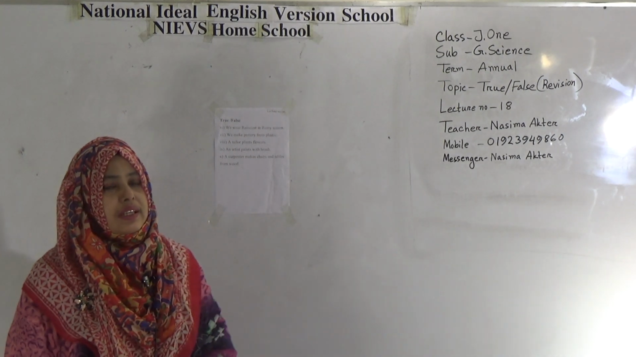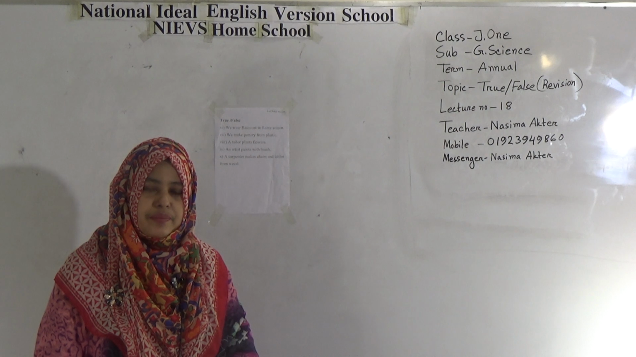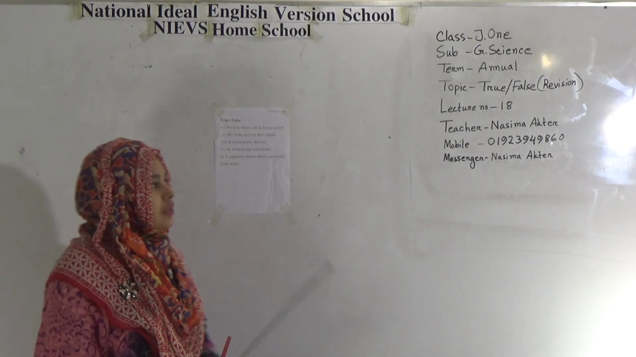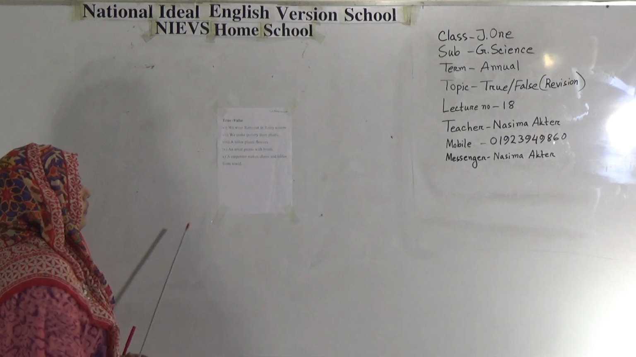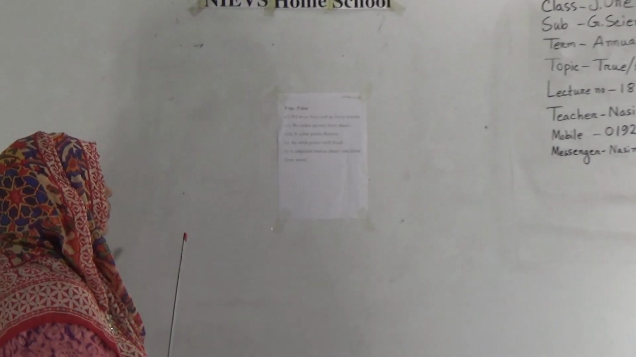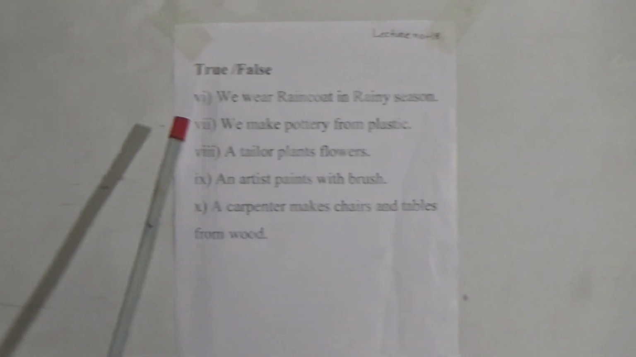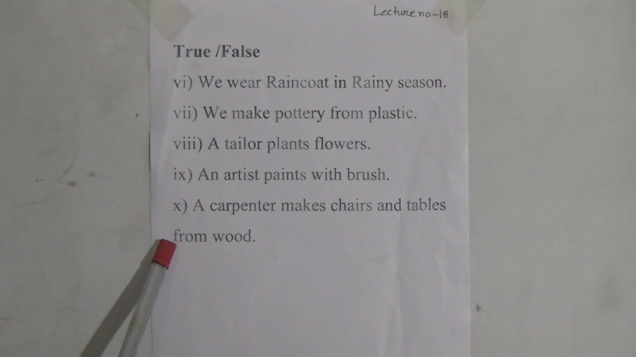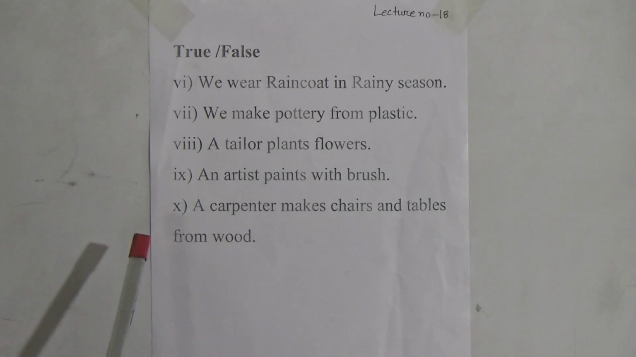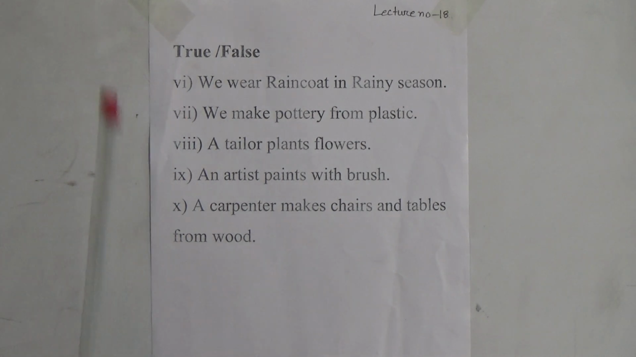So dear student, let us start today's class. Students, in our previous class, we have already done from 1 to 5 number true false. Today, we will do from 6 number to 10 number true false. We have already finished all our topics of the annual term exam, and this is our revision class. We have to practice more, that's why we will do this again.